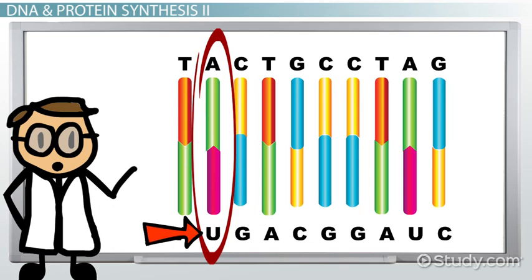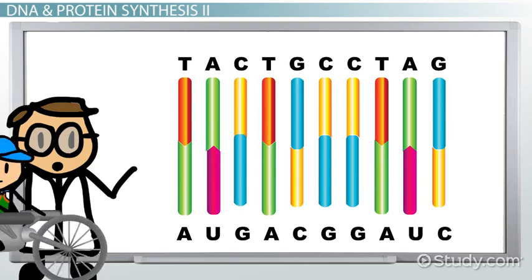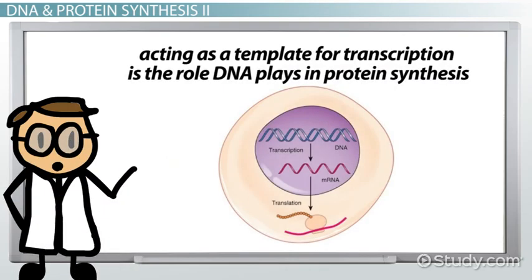in bonding with adenine. As we touched on earlier, the process of making this mRNA from your DNA template is called transcription. Acting as a template for transcription is the role DNA plays in protein synthesis. The newly synthesized mRNA will leave the nucleus and be converted into a protein during a process called translation.